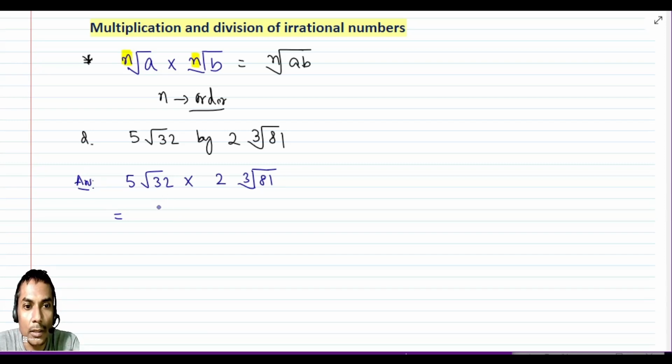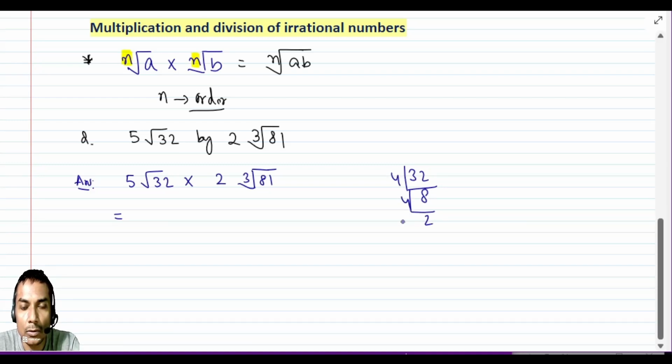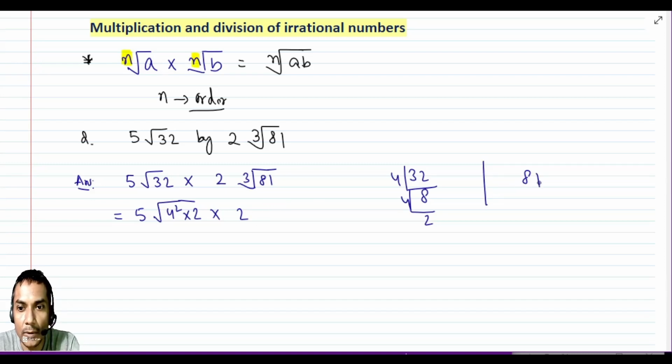How can you do that? So what is 32 if we factorize it? So you get 5 into root of 4 square into 2, multiplied by 2, and here it is 81. 81 means what?